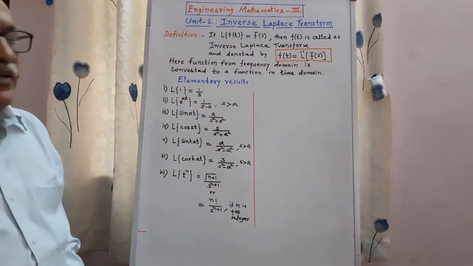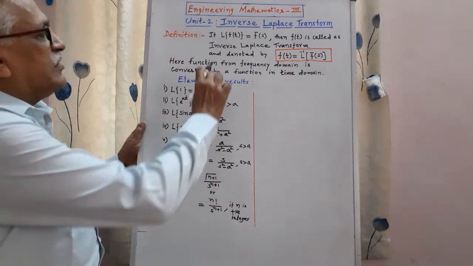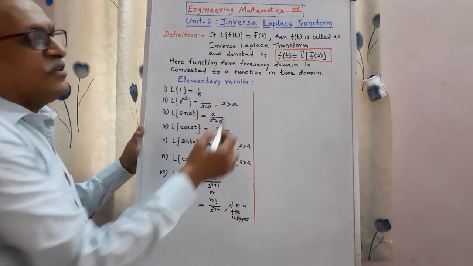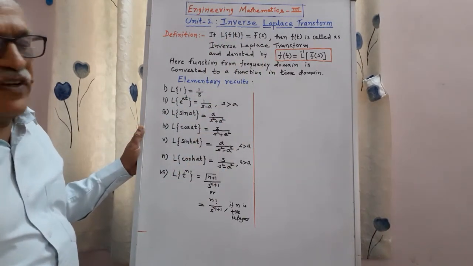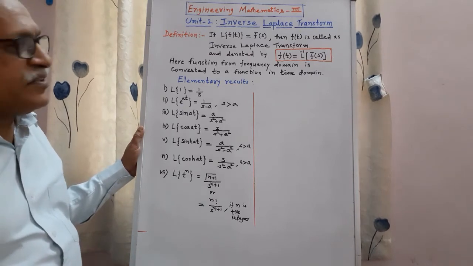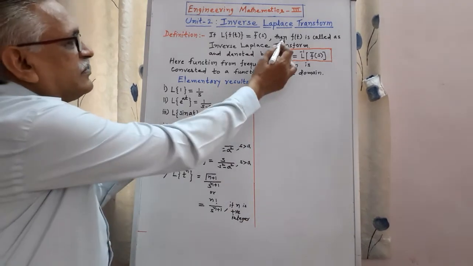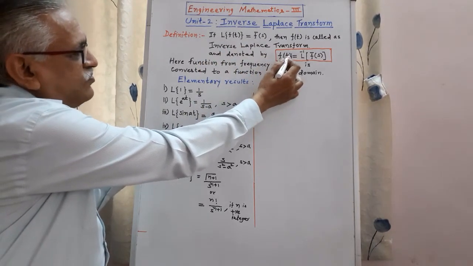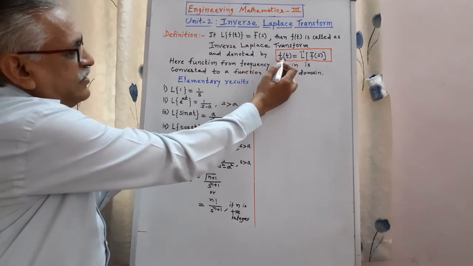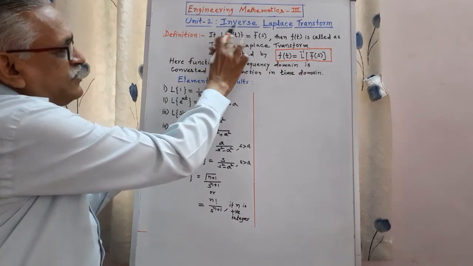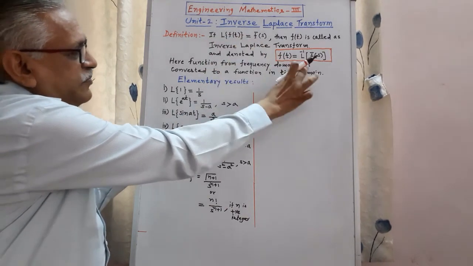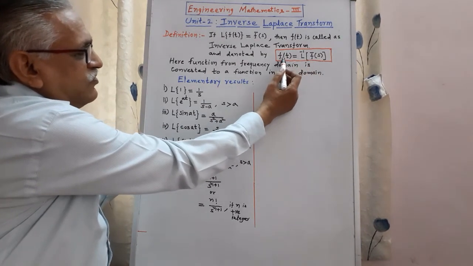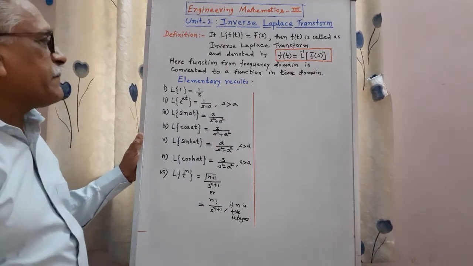First of all, we define it. If Laplace of f of t is equal to f bar of s, given or we can obtain it, then that f of t is called the inverse Laplace transform and is denoted by f of t is equal to L inverse of f bar of s, if you transfer this operator to the right hand side. And it is equal to f of t.